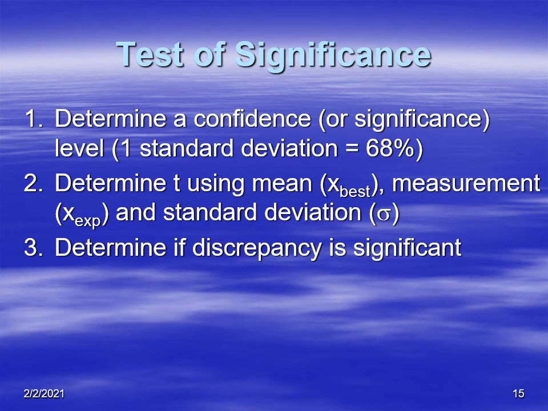If we want 1 standard deviation, 68%, then that falls outside. That's 1.1 standard deviations. So when we do a test of significance, we have to figure out what kind of confidence level we want. In other words, we want to figure out how many standard deviations we're willing to accept. Then we have to calculate the t-value and compare the number of standard deviations versus the t-value that we get. And if the t-value is bigger than the standard deviations that we're willing to accept, then the discrepancy is significant and we have to throw out that measurement.